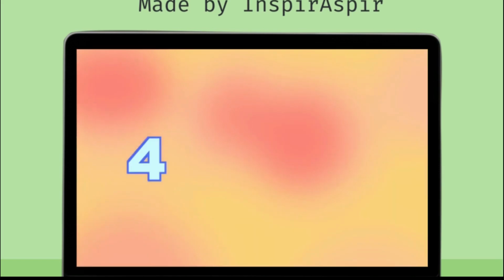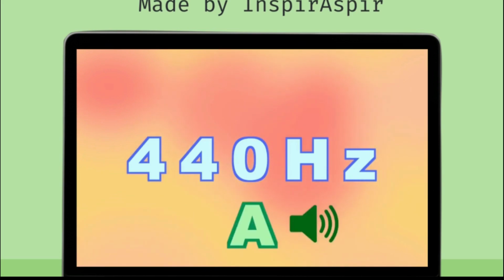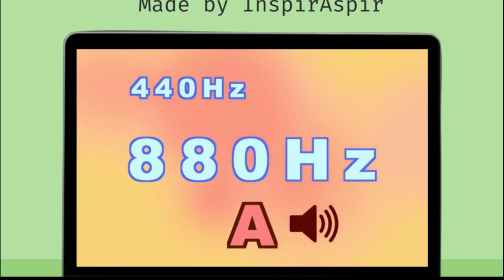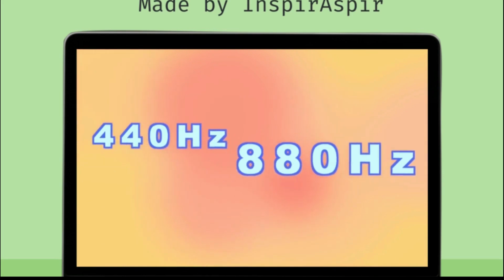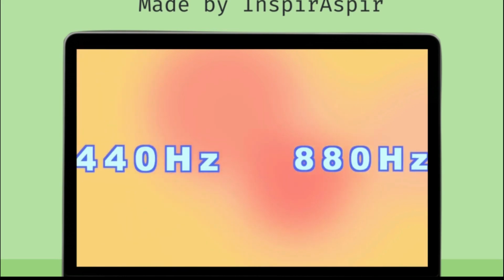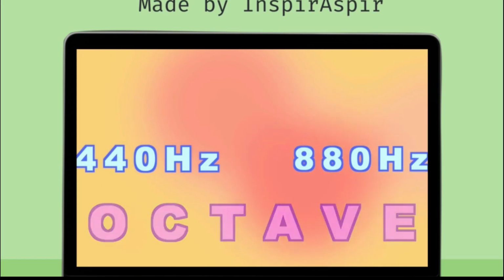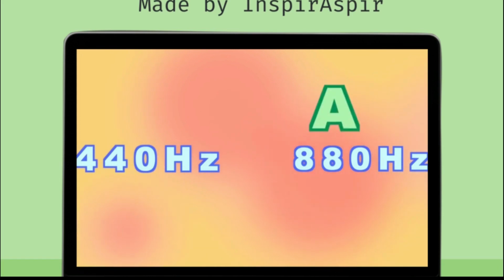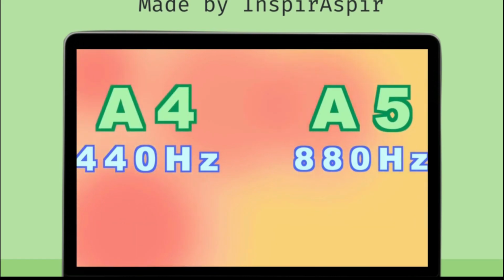For example, 440 hertz corresponds to the note A. But so does 880 hertz, since this is the same pitch, just played twice as fast. The gap between these 2 notes is called an octave. So to distinguish between these 2 notes, we often call them by their letter name and octave number. 440 hertz in this case is called A4, and is often used as the reference for tuning instruments.